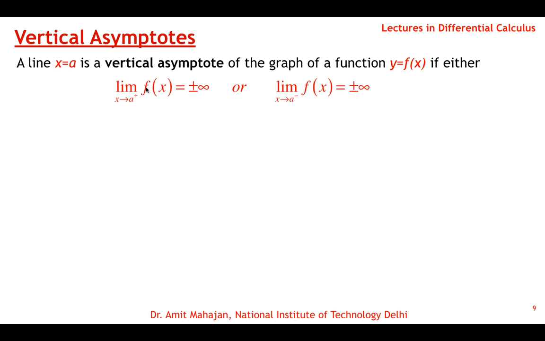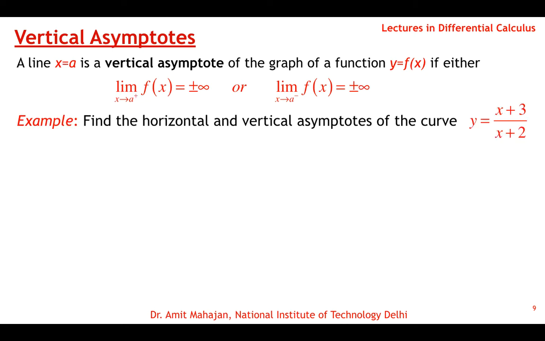Okay, so the limit of the function when we approach a from the plus side, from the right of a, or the limit of the function when we approach a from the left of a, if they grow too large on the positive side or negative side, then we say that the line x is equal to a is a vertical asymptote of the function y is equal to f(x). So to calculate this you need to check either of these, and if you find that the function grows too large, then immediately you can say that x is equal to a is a vertical asymptote.